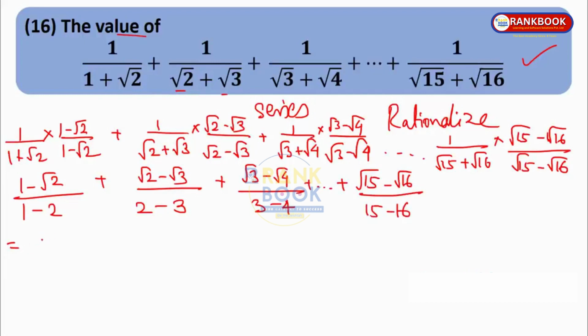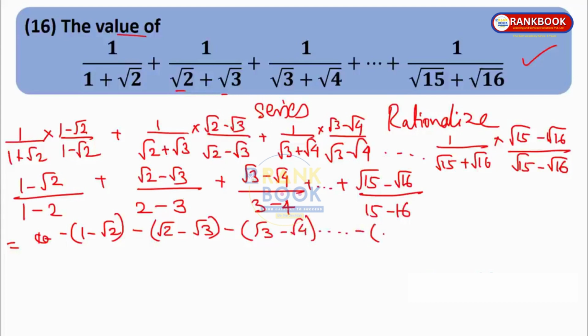What will you have over here? 1 minus 2 is minus 1. So we'll have minus 1 into 1 minus root 2. What we'll have? Minus sign root 2. Again 2 minus 3 is minus 1. So we'll not consider 1, we'll just consider minus sign. Plus and minus sign is minus. What do we get over here? Root 2 minus root 3. Again over here minus sign. Root 3 minus root 4. Dot dot dot, again minus sign, root 15 minus root 16.